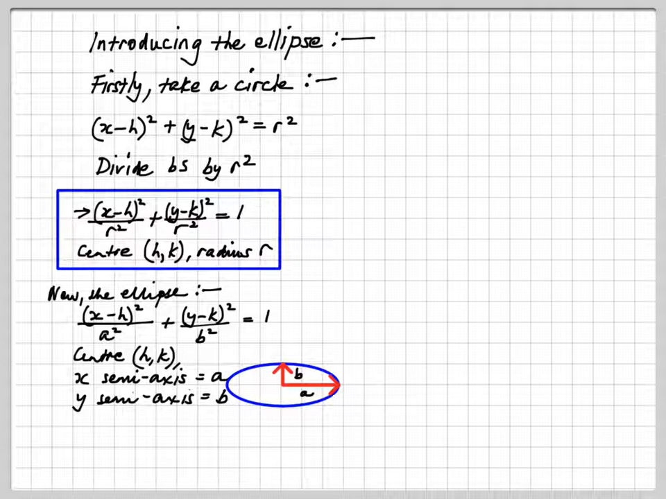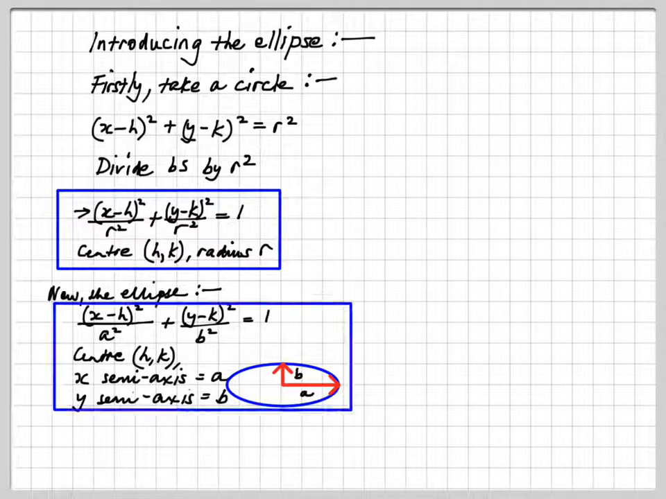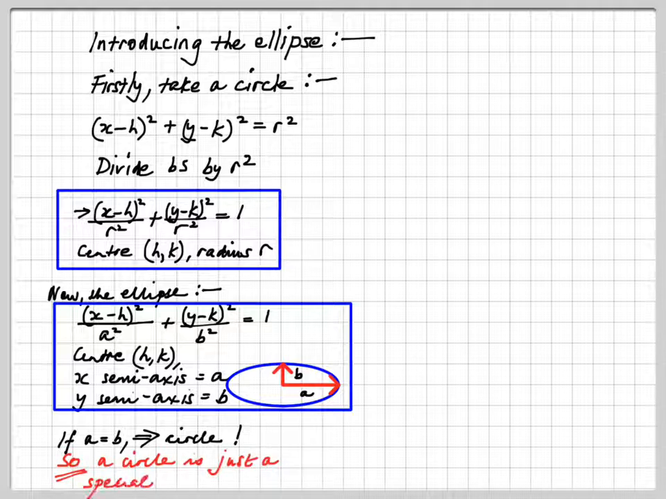So aren't you surprised? A circle is basically just a special case of an ellipse. Wow, I reckon that's pretty cool. So, therefore, if a equals b, you get a circle. So there you go. Yes, a circle is just a special kind of ellipse. I think that's fantastic, because I learned circles well before I learned ellipses, and of course it makes perfect sense when you think about it, doesn't it?